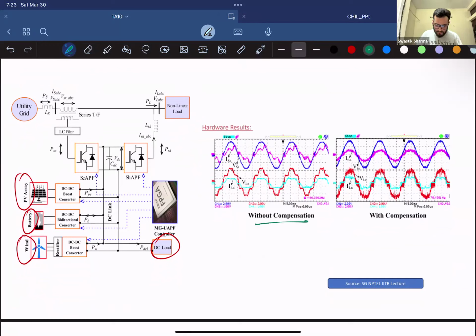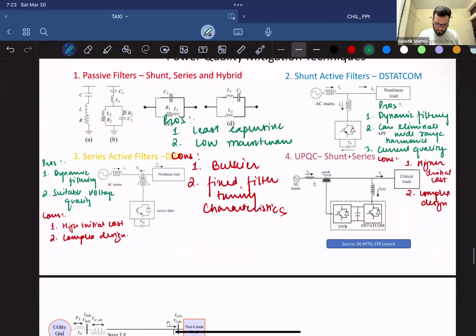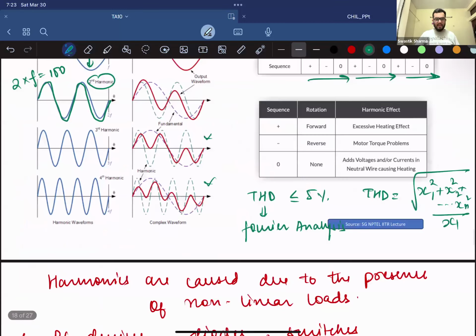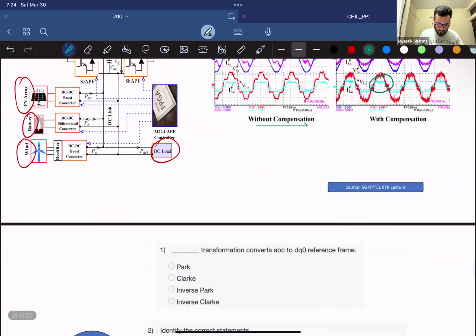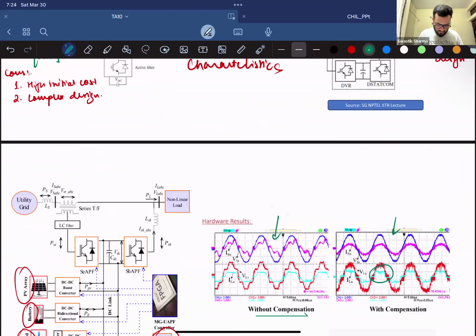And as you can see, without compensation, the current waveform and the voltage waveform were very distorted. That is, they were plagued with harmonics, but after compensation, the harmonics were still there, but not as much. You can see, right? So that's all that Sir discussed this week.